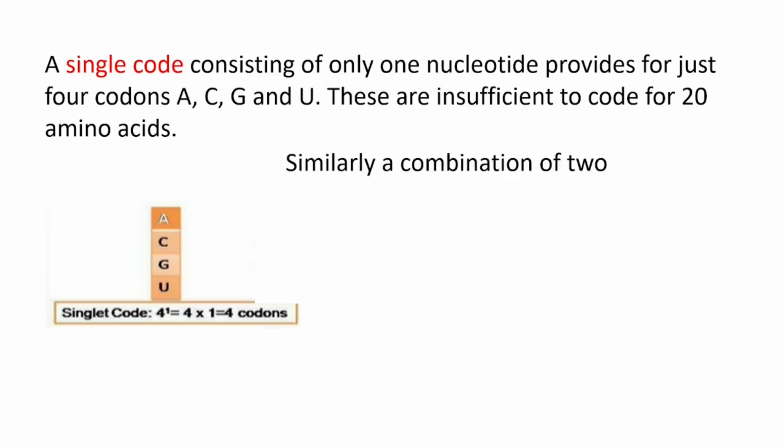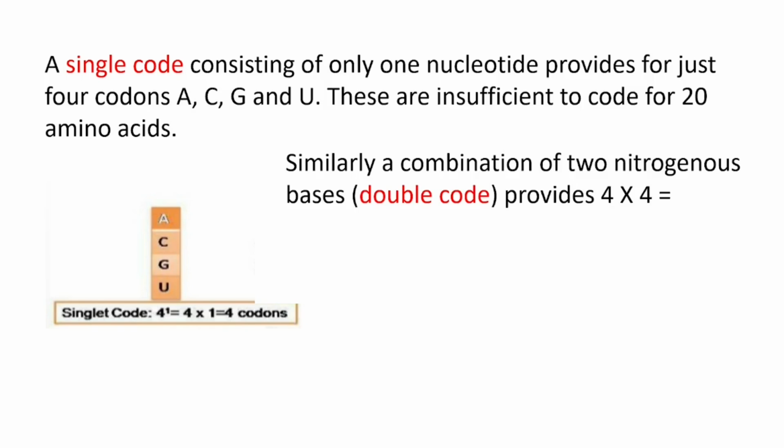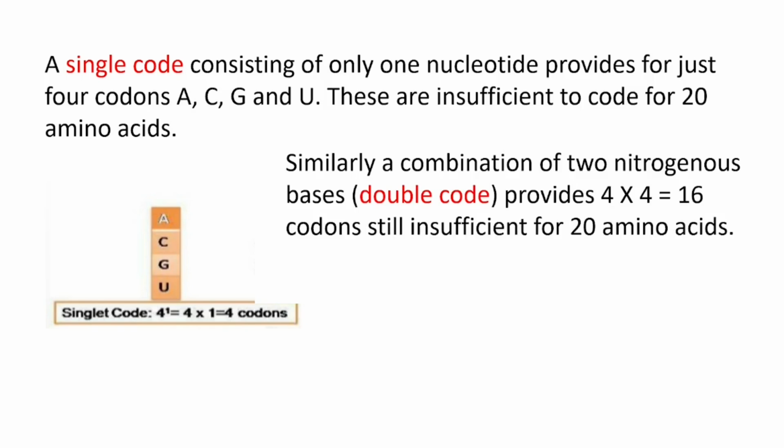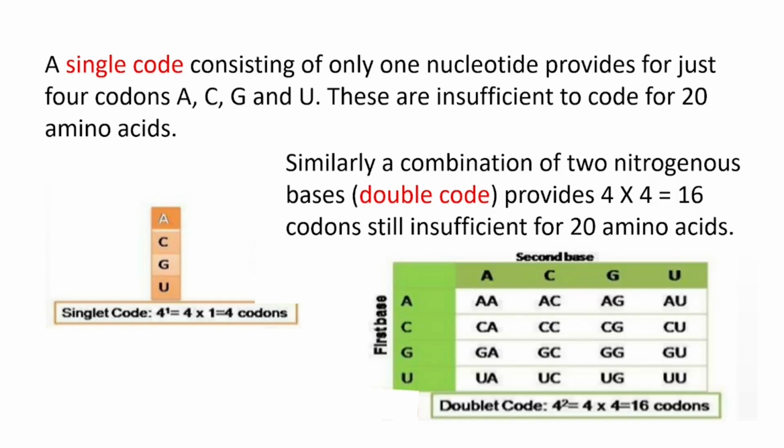Similarly, a combination of 2 nitrogenous bases, that is a doublet code, provides for 4 into 4, that is 16 codons, which are still insufficient for the 20 amino acids. So a doublet code can code for 16 codons.